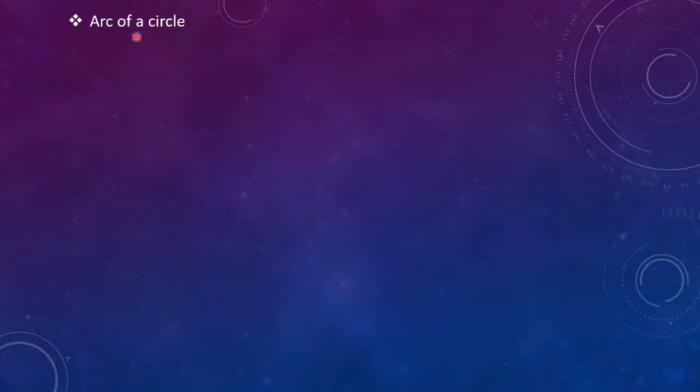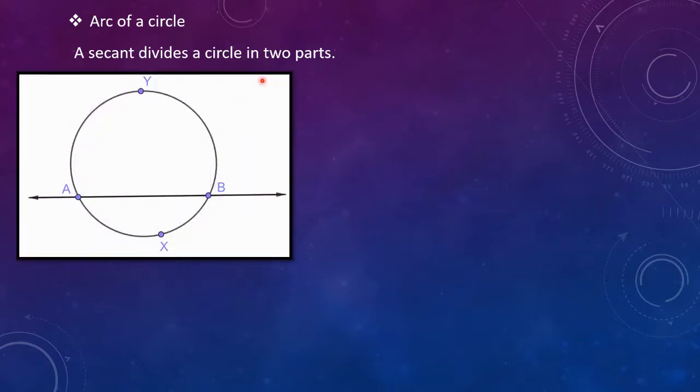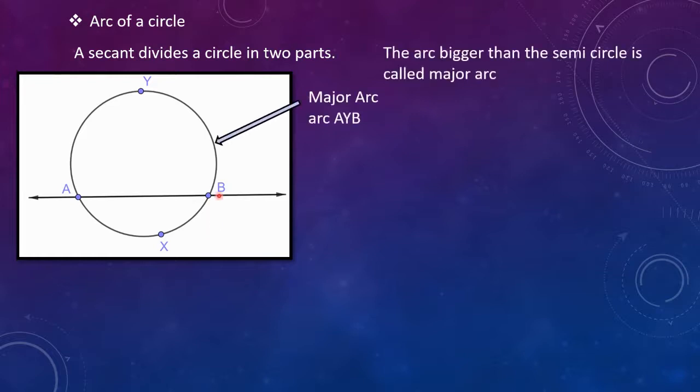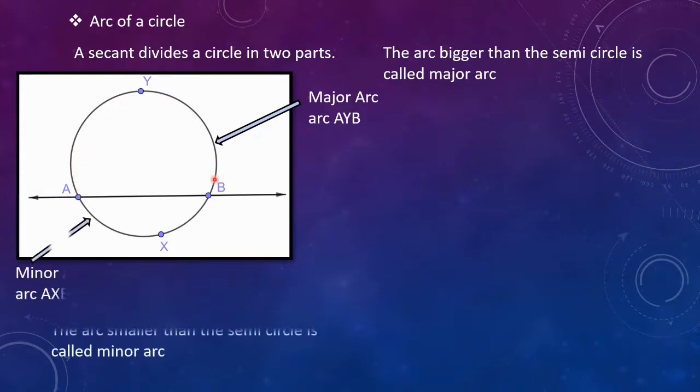Arc of a circle. Let us understand the definition of an arc of a circle. We know that a secant divides a circle into two parts. In this case, the secant AB is dividing my circle into two parts, the upper part and a lower part. The arc that is bigger than the semicircle is called a major arc. In this case, the major arc is arc AYB.